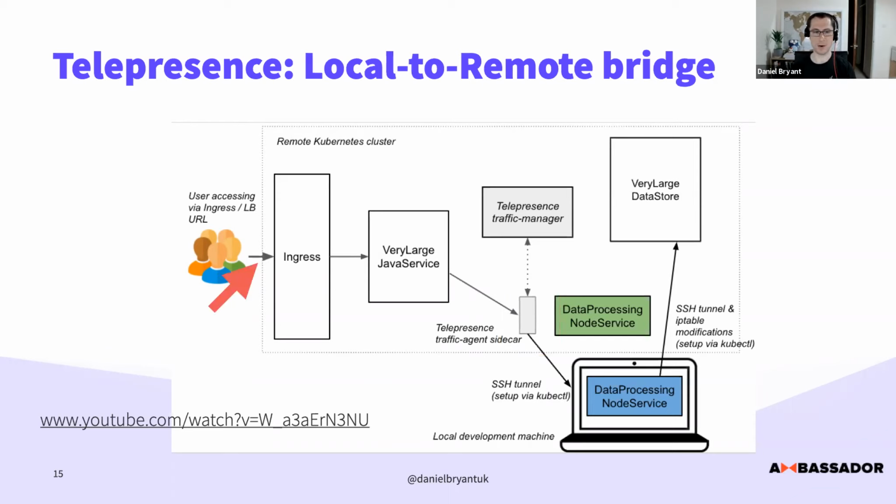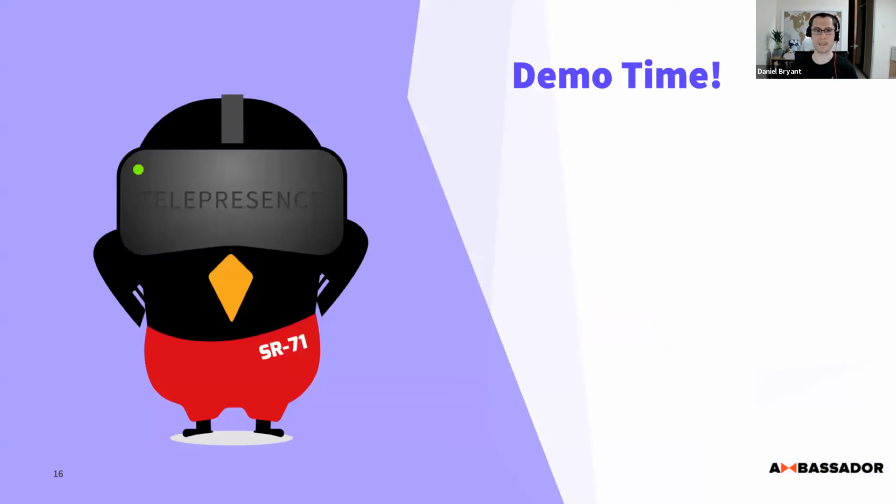I think I've actually got, here's the flow. So literally make a request, goes down to the very large Java service, hits what we're calling a sidecar, a proxy next to my data processing node service, and then gets rerouted to my local machine. And then I can also call out into the remote cluster as if I was in the cluster as well, which is quite nice. There we go, demo time.